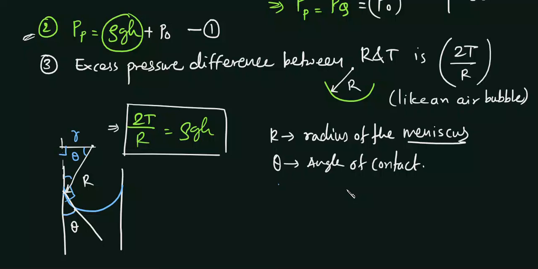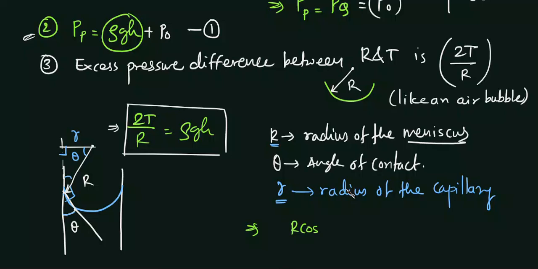And this r is what? The radius of the capillary. So this small r is different and this big R is different. Just try to remember. So using this relation here, what can I write? Here I can write R cos theta is equal to r. And simply R is equal to r divided by cos theta. Okay, so I have this equation now, equation number 2, and this is equation number 3.